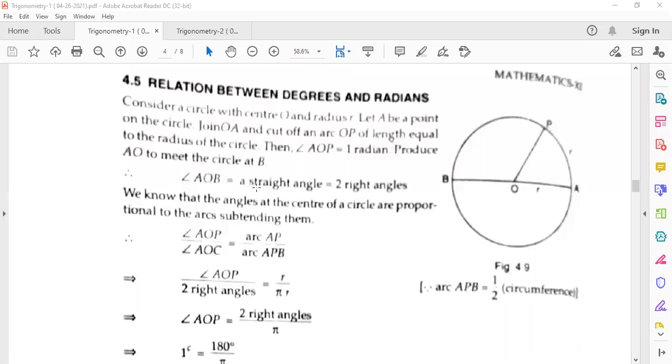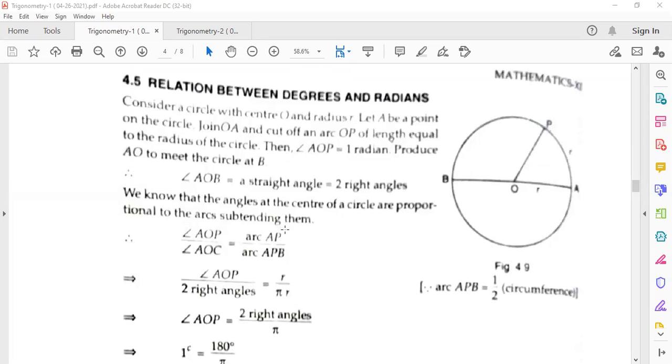Here, angle AOB, as already said, is one straight angle, that is 2 right angles, that is 180 degrees. Now we can say angle AOP by angle AOB, not AOC, it will be AOB. Angle AOP by AOB. AOB means this straight angle. For this angle the arc is AP, and for this straight angle the arc will be APB, the total semicircle, right? APB means the semicircle, as AB is the diameter of the circle, so APB is half of the circumference of the circle.